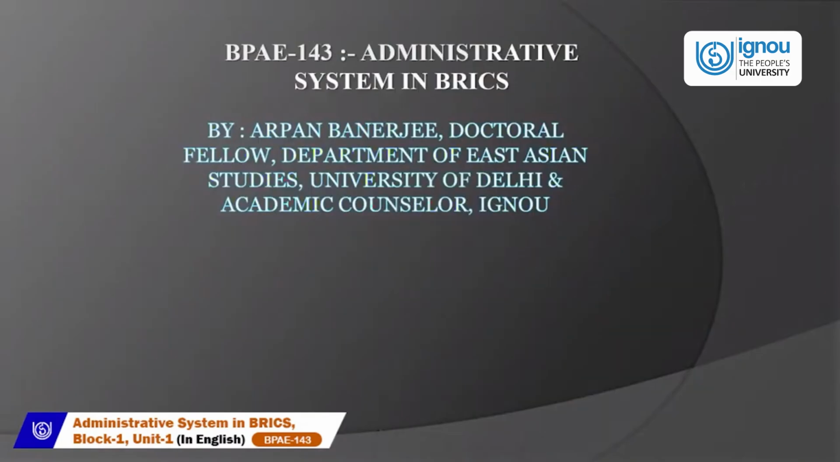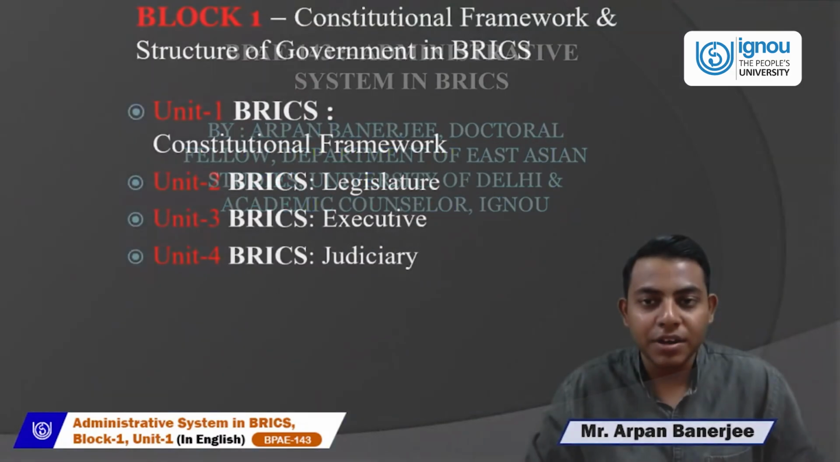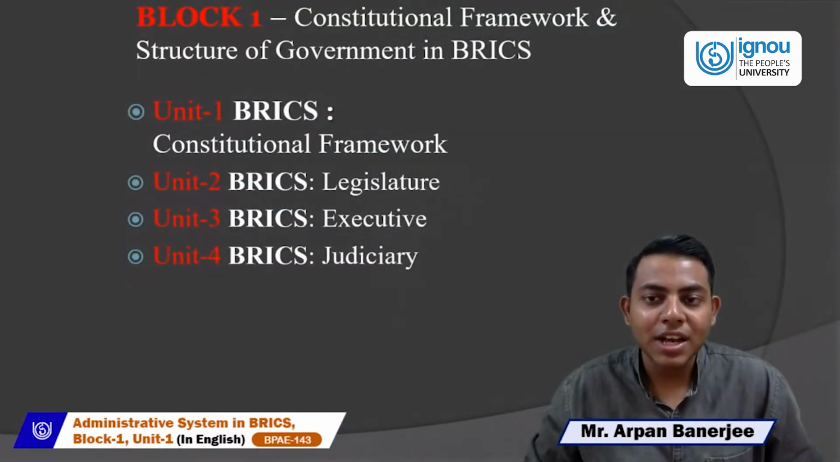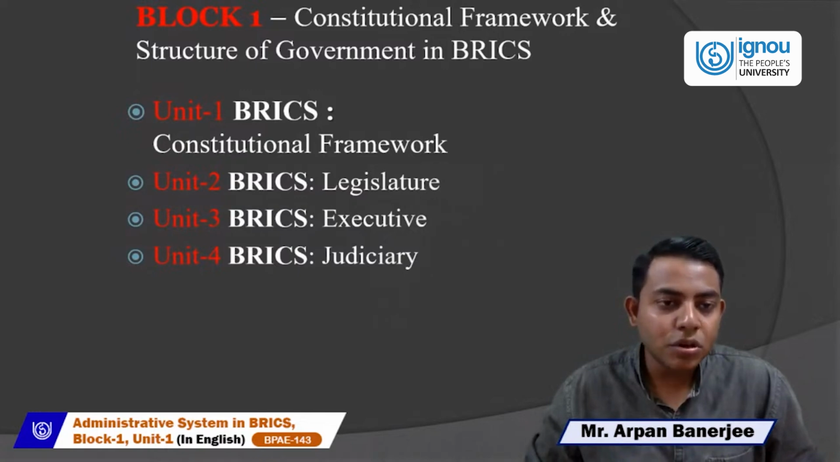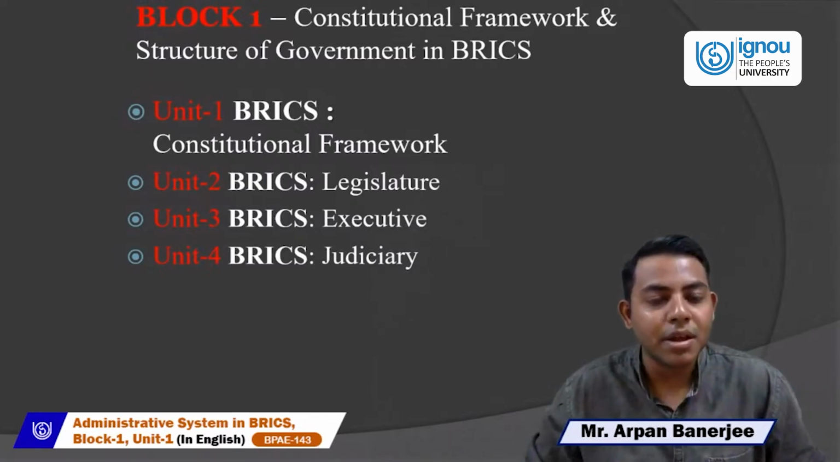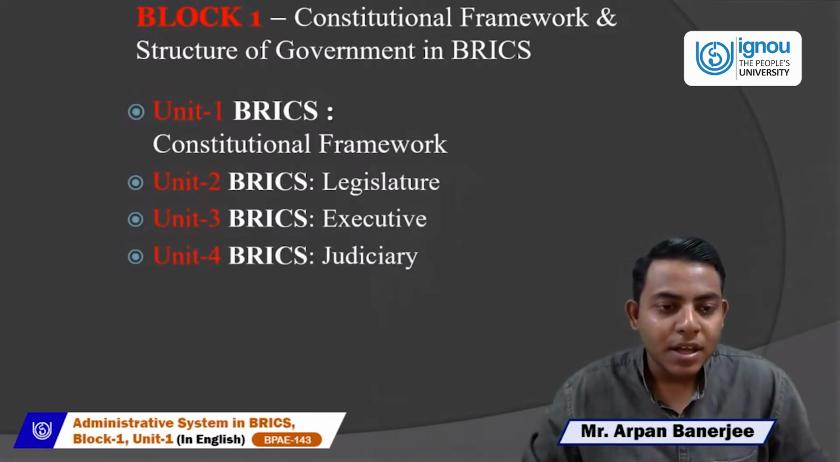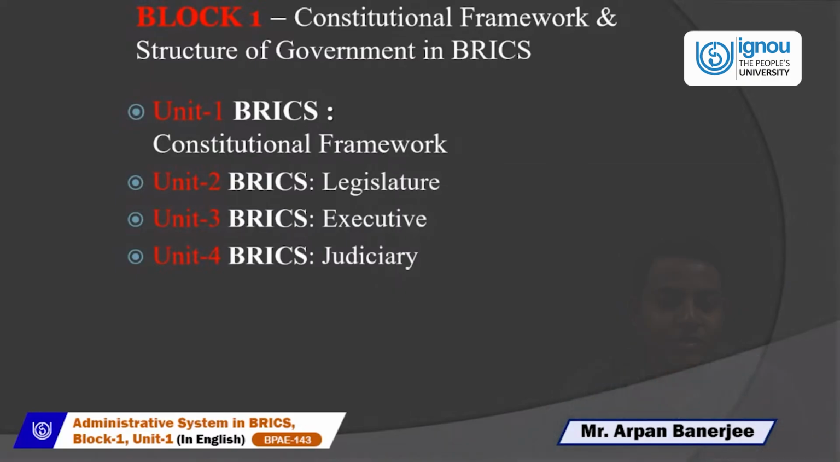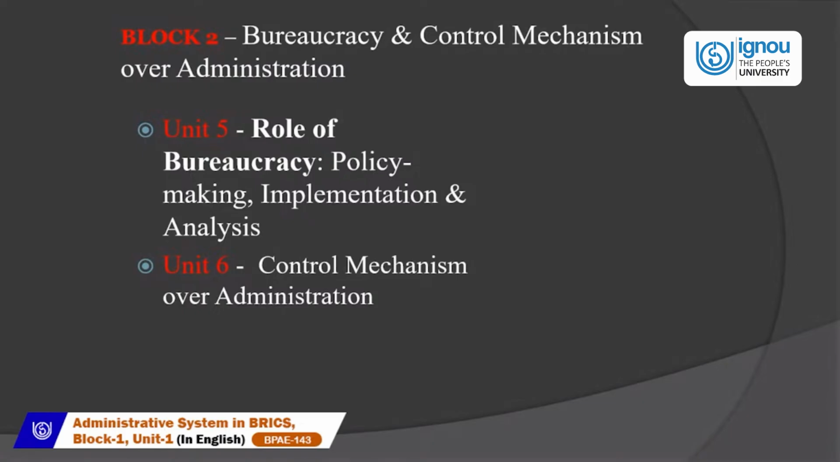The first block pertains to the constitutional framework and structure of government in the BRICS countries. As part of that, today we are going to discuss the first unit, which is the constitutional framework in the BRICS countries. The second unit of this block consists of the legislature. The third unit consists of the executive, and the fourth unit of this block 1 consists of the judiciary.